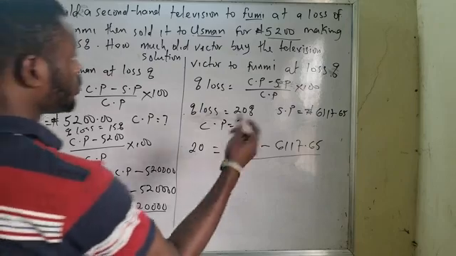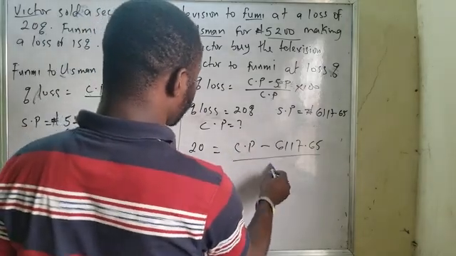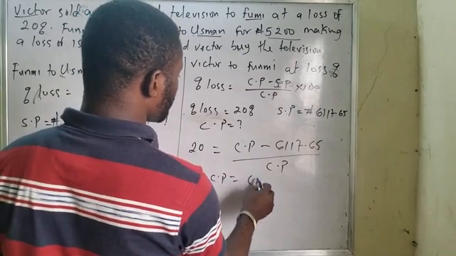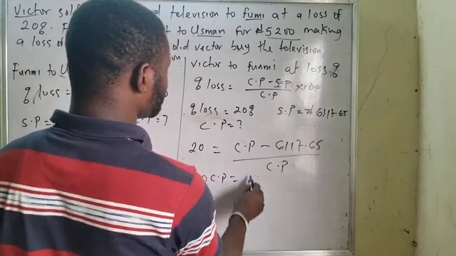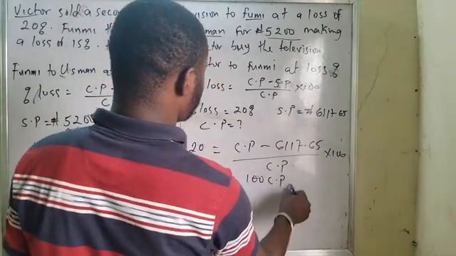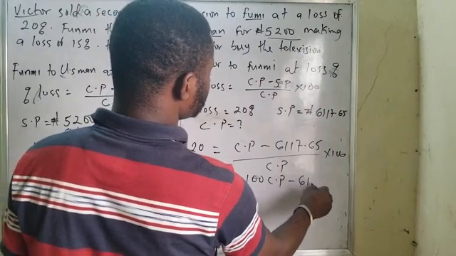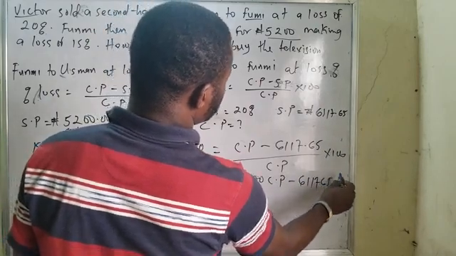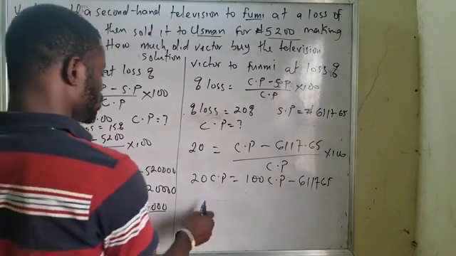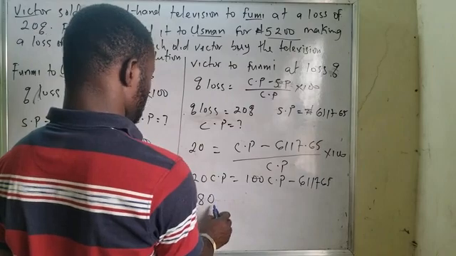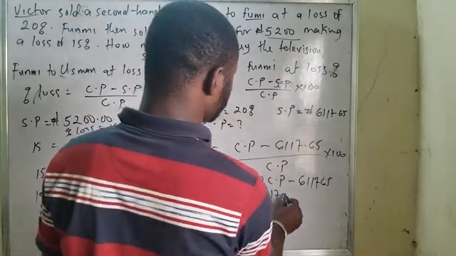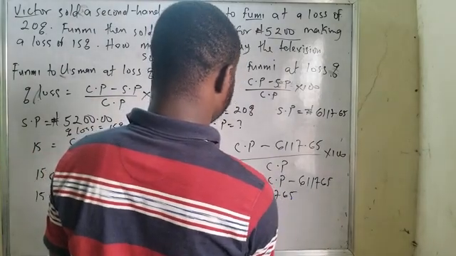Victor sold it to Fumi, and I'll be having my cost price, which is 20 cost price equals 100 cost price, because 100 is there, minus 61,765. That's what we need to do. Now I will collect my like terms, which is going to be what? 80 cost price equals 611,785.